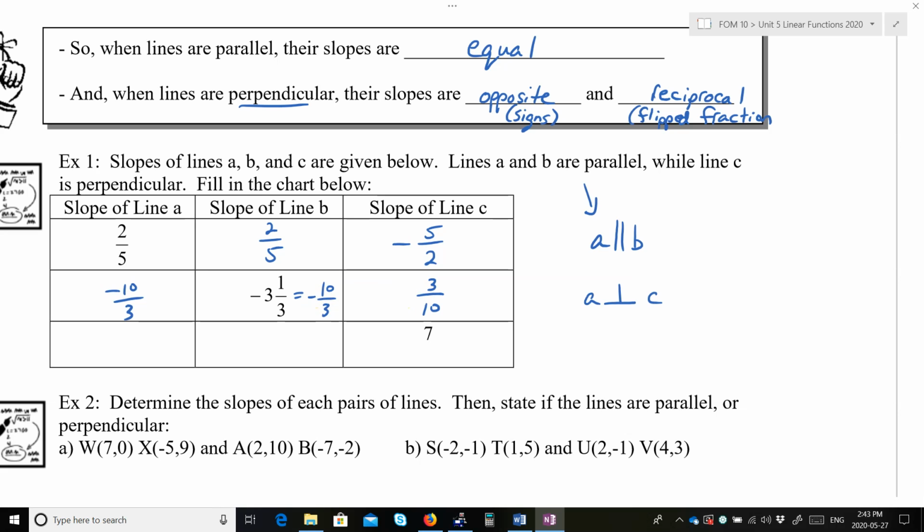Okay, and the last one, if the slope of C is 7, as a fraction that's 7 over 1. And so anything perpendicular to that will be the flipped fraction with the opposite sign. So the slope of B is negative 1 over 7, and A and B are parallel, so A has a slope of negative 1 over 7.